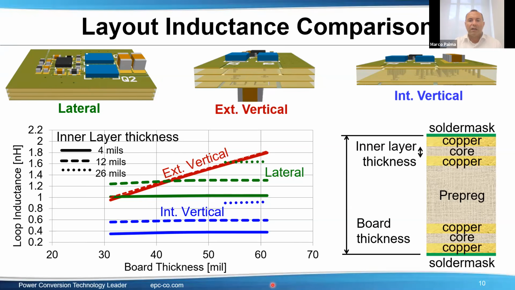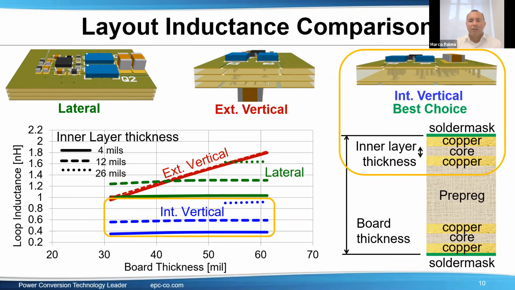Finally, the internal vertical layout approach has the lowest inductance, given the main inductance cancellation effect that occurs within the first inner layer. Thus it is the clear choice for the lowest inductance layout. You also have to remember that it's important to have the first inner layer really near to the top layer, so that all the high frequency current goes into this path and not anywhere else. That's the clear trick behind this layout technique.